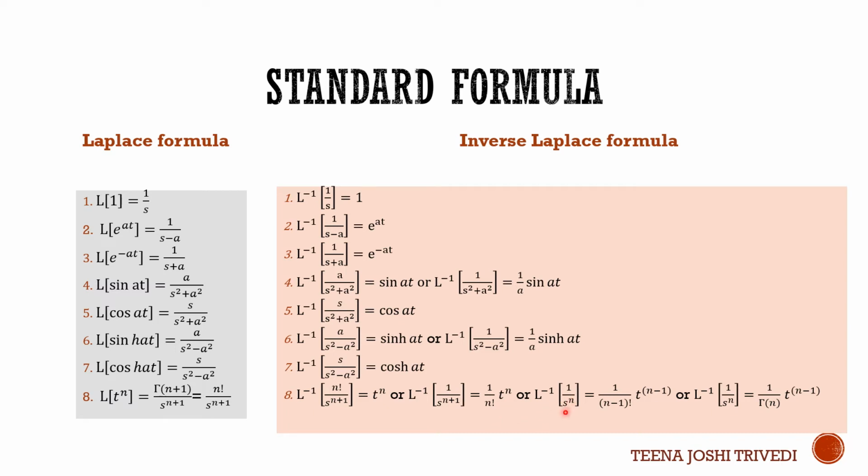Laplace inverse of 1 upon s raised to power n. So this is a very important part of this formula, because in a question it is given, suppose, Laplace inverse of 1 upon s cube, means 1 upon s raised to power n. So it will become t raised to power n minus 1 divided by n minus 1 factorial. And similarly we can find in gamma form also.